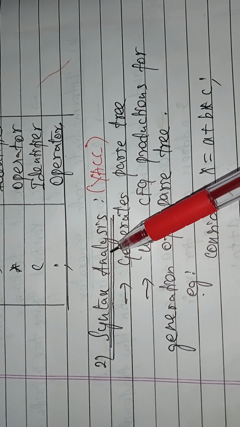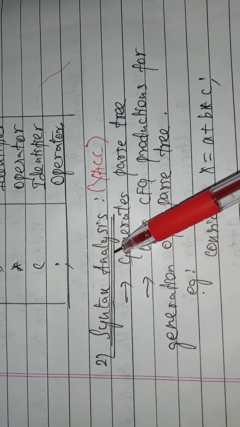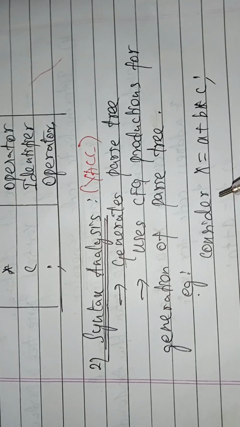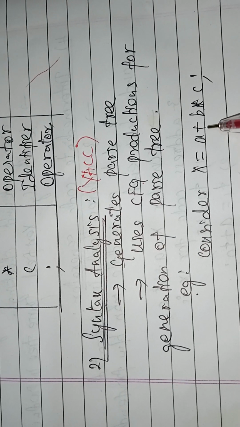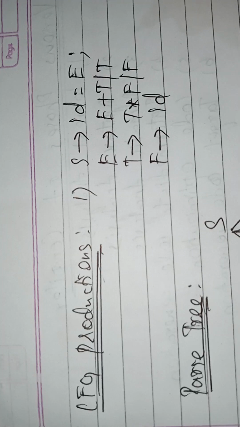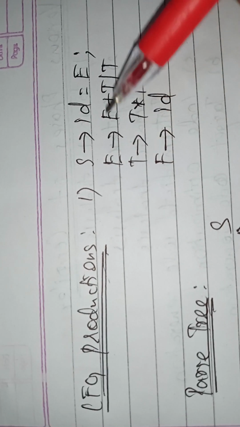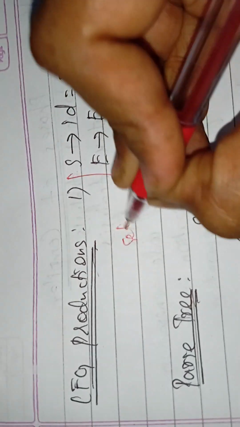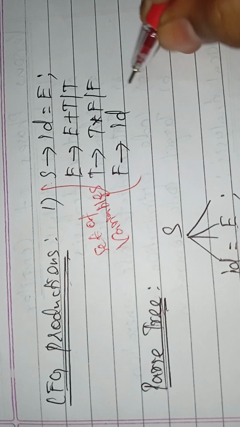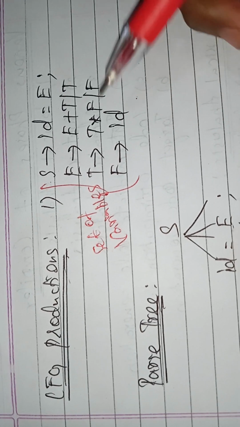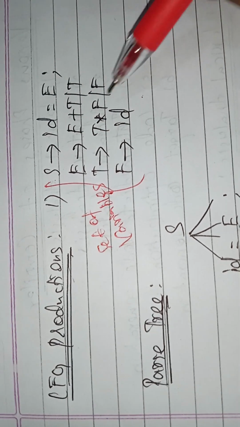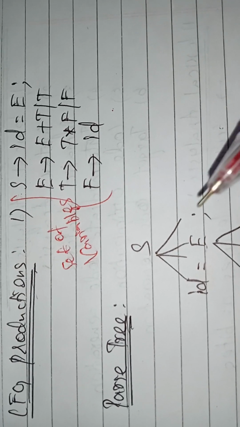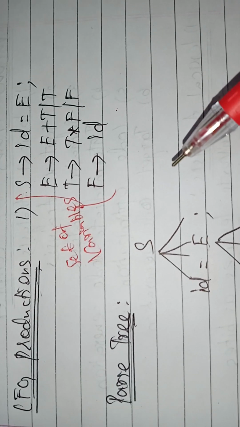The syntax analysis phase uses type 2 or CFG grammars. So consider an expression x = a + b * c. For this, generate the CFG productions. They are nothing but a set of variables. Capital letters are said to be non-terminals and the small letters are said to be terminals. These production rules are used by the parser in order to produce the parse tree.